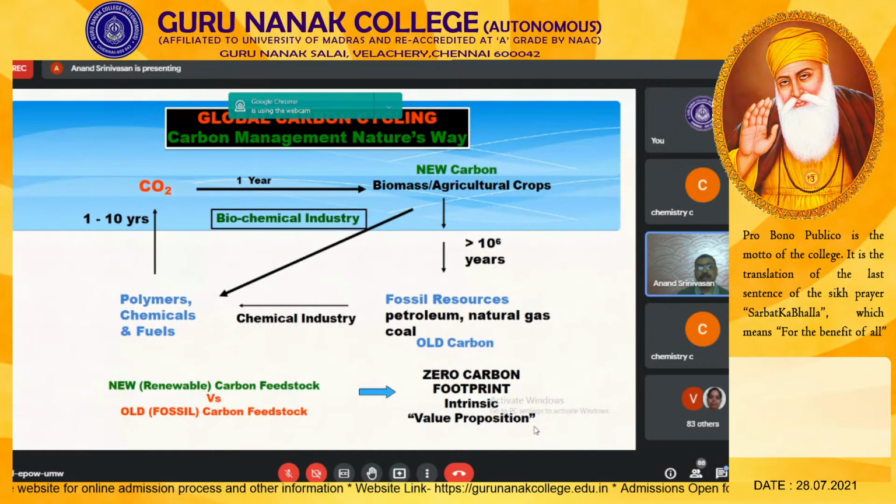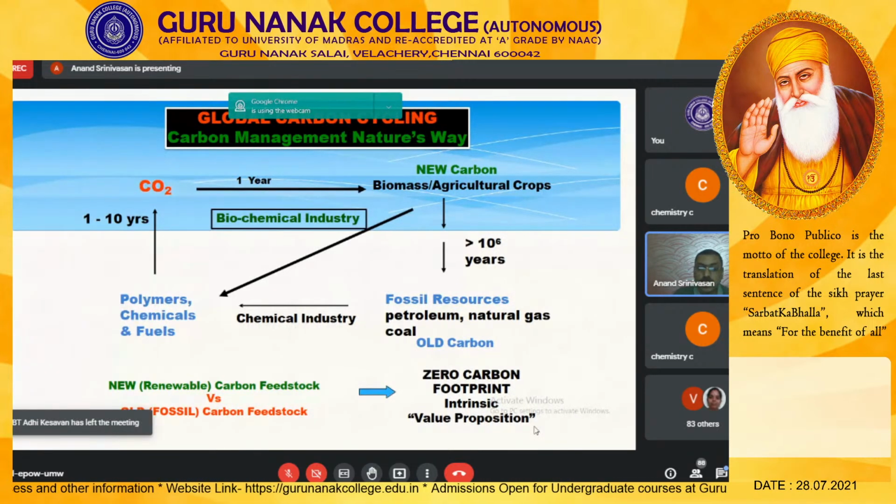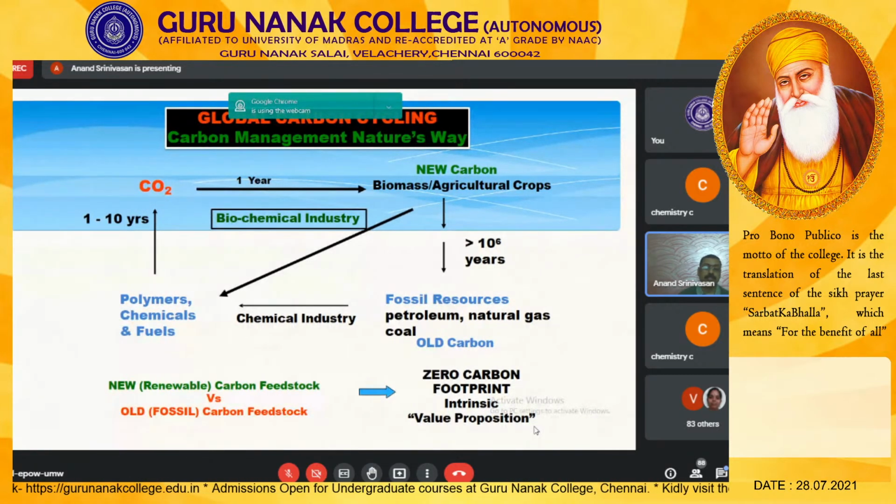So my new strategy will be, once you get the new carbon biomass and agricultural crops, instead of following the right hand side operation, I would like to prefer the diagonal operation, wherein the new carbon or biomass agricultural crops can be converted into your polymers or chemicals through the biochemical industry. So that is a new pathway many people are now looking at. And the major advantage is the time. There is a lot of reduction in time. So you get your product very quickly, unlike the product which is obtained over a period of years. 10^6 years is too much. So that is not conducive.